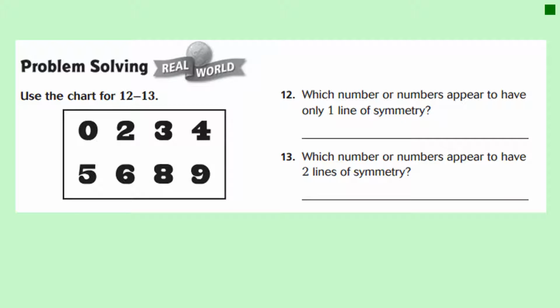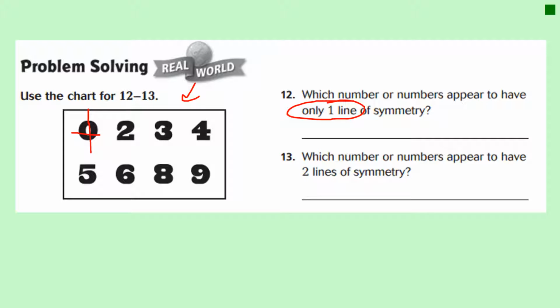This is down at the bottom of the page, problem solving. It says use the chart right here for 12 and 13. Okay, which number or numbers appear to have only one? Okay, so only one line of symmetry, exactly one. So let's look at each of these. A 0. Now you kind of have to look at how these are drawn too, because you can draw numbers in lots of different ways.